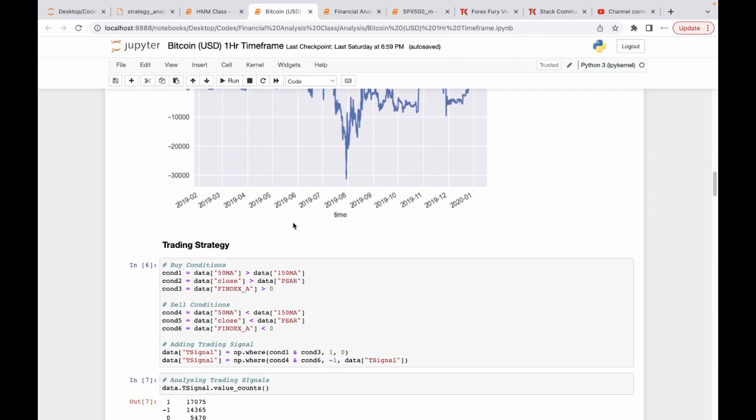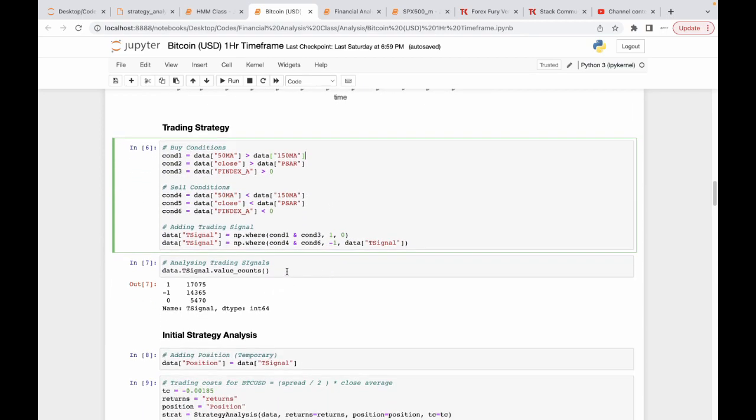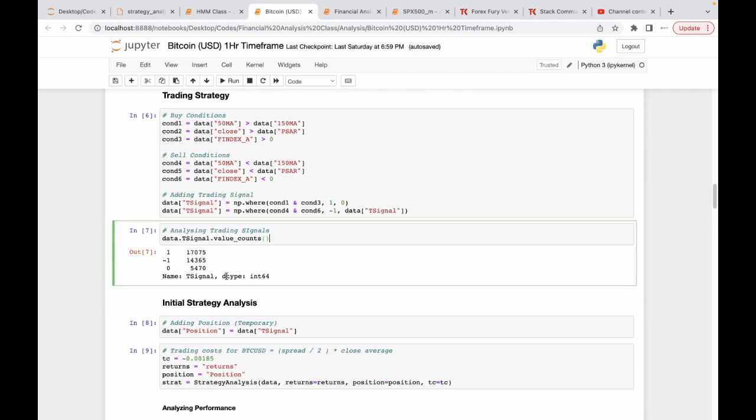Okay, so here for the trading strategy, it was exactly the same thing we talked about before. This is just the code for a trading strategy, and now you can see the T signal. This is basically our signal for the trade, the value counts. So we're in 17,000 buy positions and 14,000 sell positions and 5,400 neutral positions, which is very high.